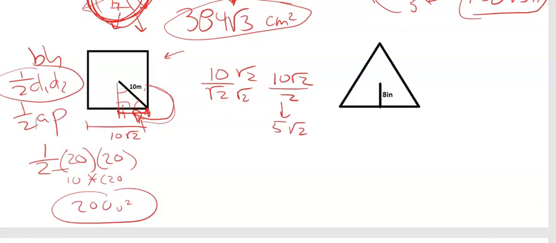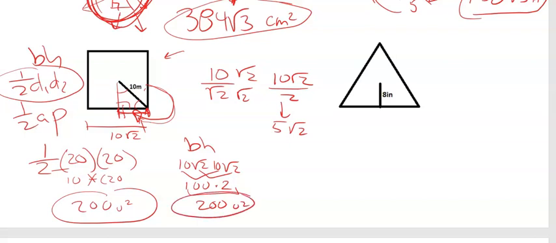Let's go ahead. I'm going to do it in two different ways. I'm going to do base times height. 10 rad 2 times 10 rad 2. That gives me 100. Remember, any radical times itself is the number under the radical. So rad 2 times rad 2 is just 2. Do we get the same answer?